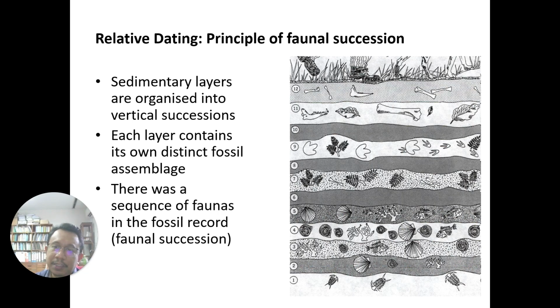First, the sedimentary rock layers are organized into vertical successions, right? It's not random. And each layer contains its own distinct fossil assemblage. And there was a sequence of organisms in the fossil record. This is called the principle of faunal succession.